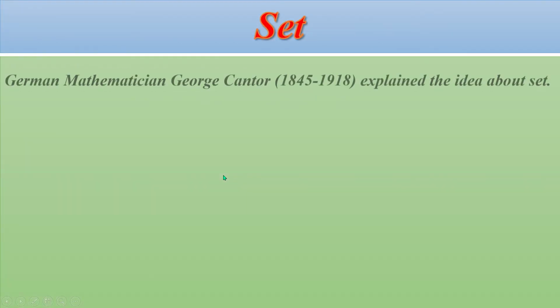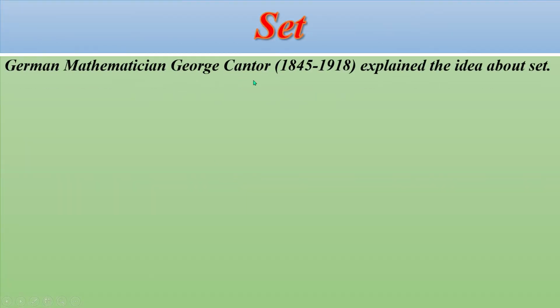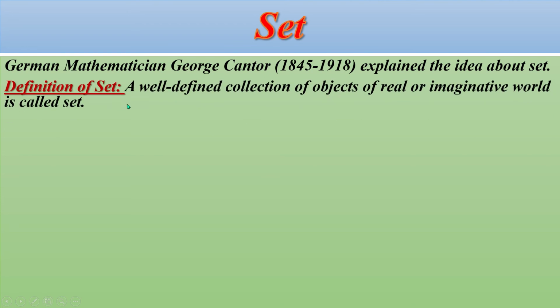Set. German mathematician George Cantor, 1845 to 1918, explained the idea about set. Definition of set: a well-defined collection of objects of real or imaginative world is called a set.